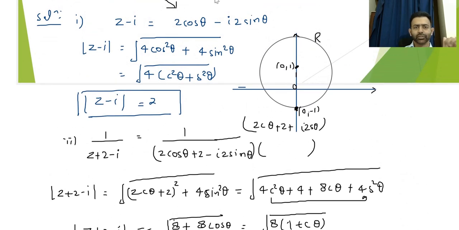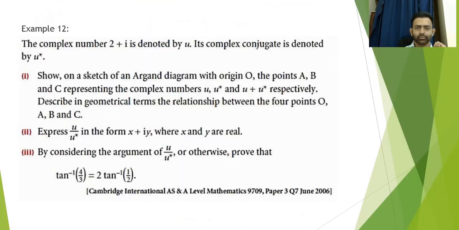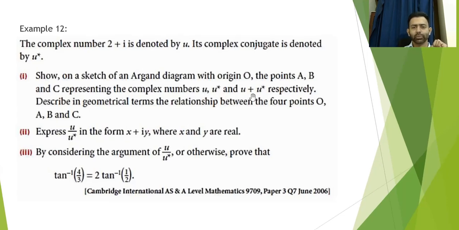Okay, let us do one more question. It says that a complex number 2 plus i is denoted by u, its complex conjugate is denoted by u star. Show on a sketch of an Argand diagram with origin O, the points A, B and C representing the complex number u, u conjugate and u plus u conjugate respectively. Describe in geometrical terms the relationship between the 4 points O, A, B and C.